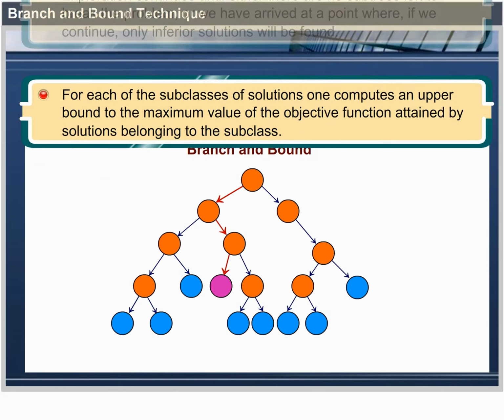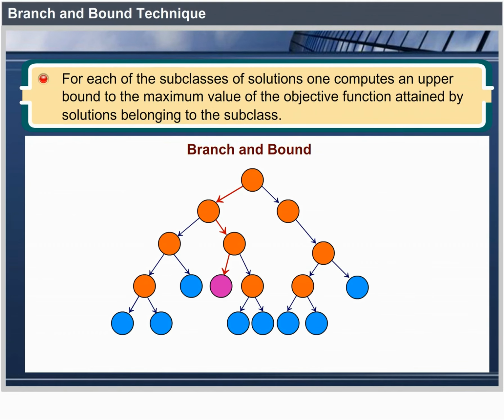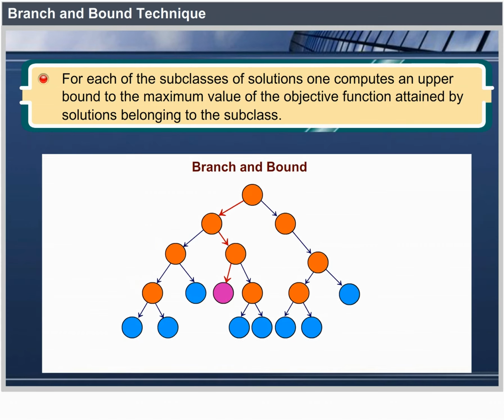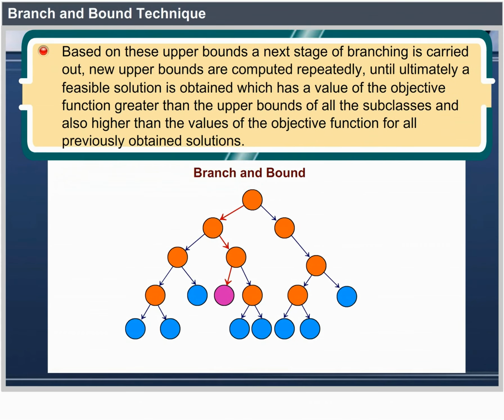For each of the subclasses of solutions, one computes an upper bound to the maximum value of the objective function attained by solutions belonging to the subclass. Based on these upper bounds, a next stage of branching is carried out. New upper bounds are computed repeatedly until ultimately a feasible solution is obtained which has a value of the objective function greater than the upper bounds of all the subclasses and also higher than the values of the objective function for all previously obtained solutions.